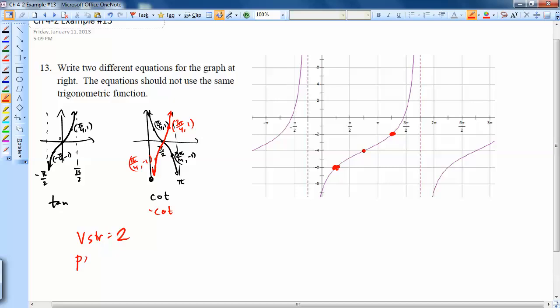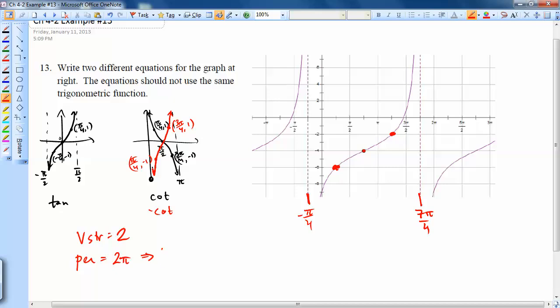My period, if you look at the period, it's going from negative pi over 4 up to, what is that? That's 6 pi over 4, 7 pi over 4, 8 pi over 4. So this is 7 pi over 4 here. So that's a span of 2 pi radians. So the period's 2 pi.